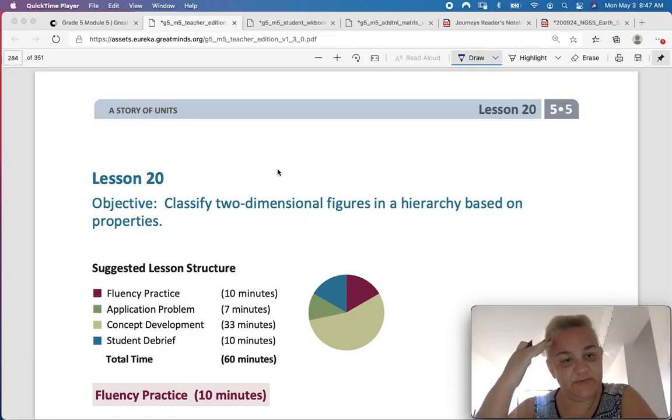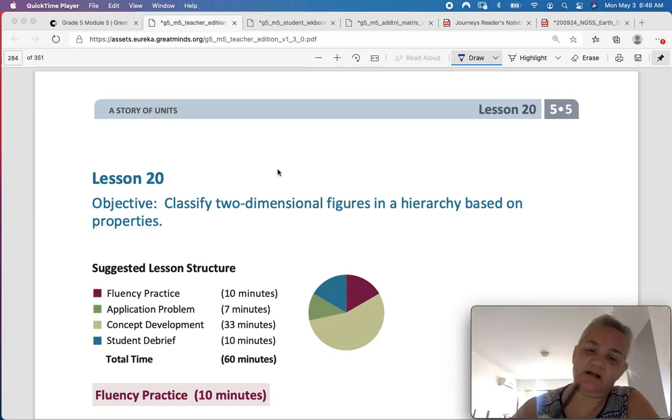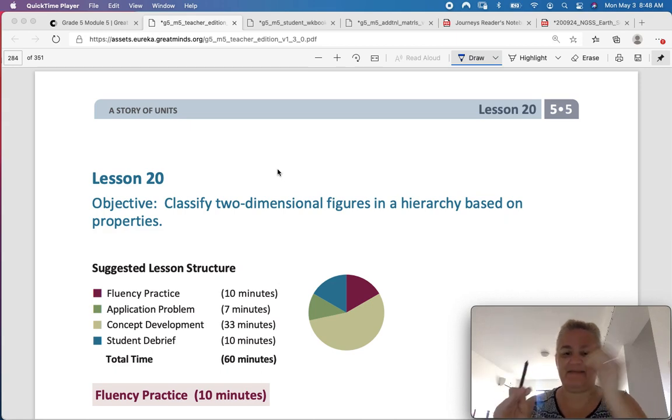Graders, this is Eureka Math. We are in Module 5 and this is Lesson 20. We're going to talk about all of those shapes that we have been learning about in the last few lessons, and we're going to classify them in a hierarchy today, okay?